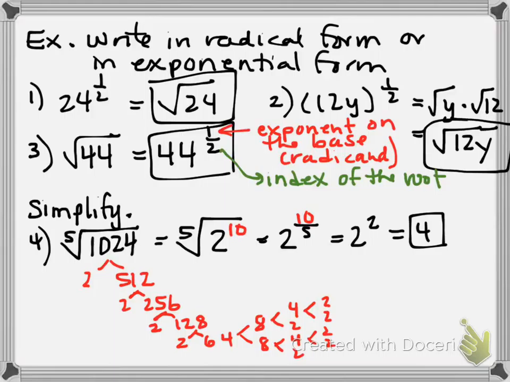No, we started, see, equals. So we started with the 5th root of 1024, and we ended up with 4. Because there was 4 to the 5th power. Taking the 5th root of that gives me the 4. 2 to the 10th power, taking the 5th root of that gives me 2 squared, which equals 4.